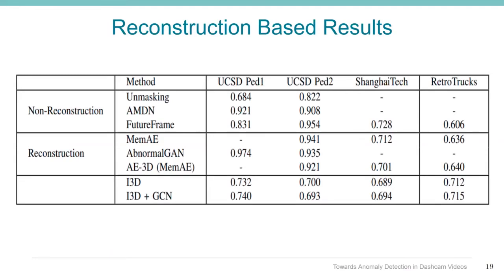We achieve a decent performance with the highest AUC of 0.715 with I3D plus GCN. We note that previous methods do not achieve as high performance as on other datasets, showing that this dataset is much harder due to moving camera and contextual anomalies.